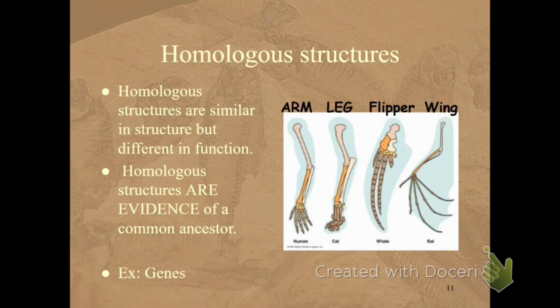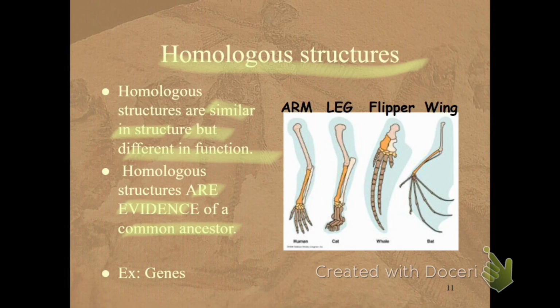So new heading, new ink. We're going to talk now about homologous structures. So left-hand column, homologous structures. Right-hand column, similar in structure but different in function. They are evidence of a common ancestor, however.